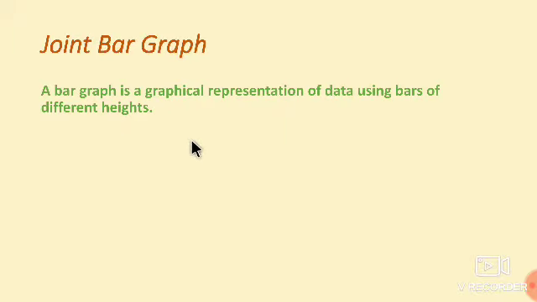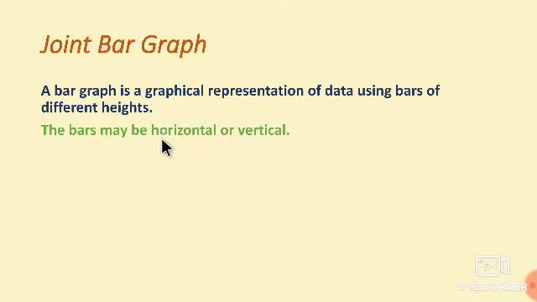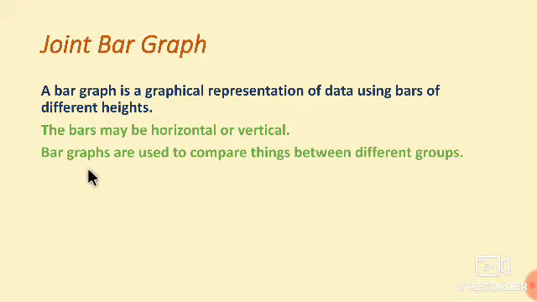A bar graph is a graphical representation of the data using the bars of different heights. Data means information. Here it is numerical information. The bars may be horizontal or vertical. Bar graphs are used to compare two different things or two different groups.